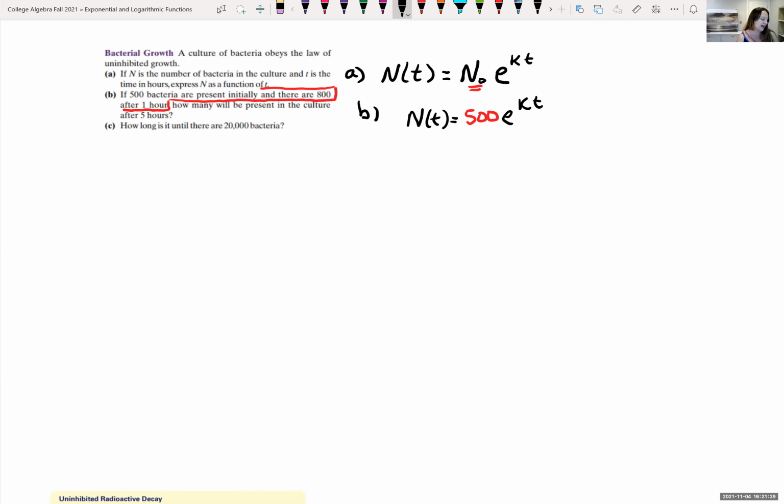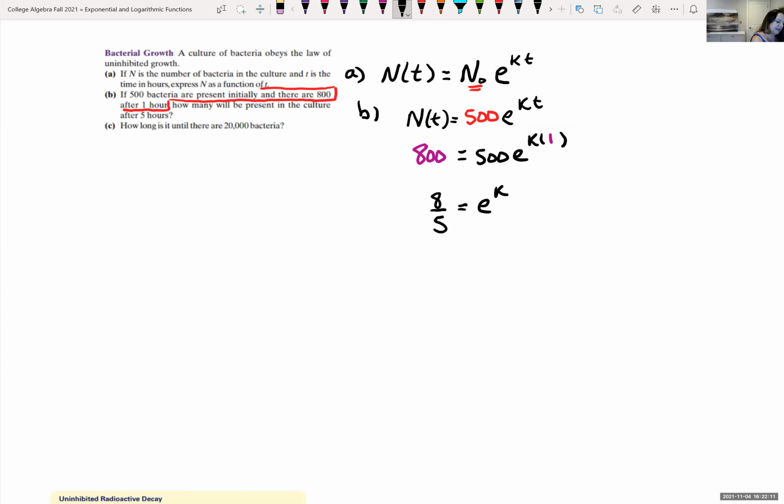And so we're given that there are 800 bacteria. So we know there's 800 in there. This is equal to 500 E raised to the K times T. Well, there was 800 1 hour later. So our T in this case is 1. So let's solve for K. Let's divide both sides by 500. If we do so, those zeros cancel, leaving us with 8/5 equals E raised to the K power.